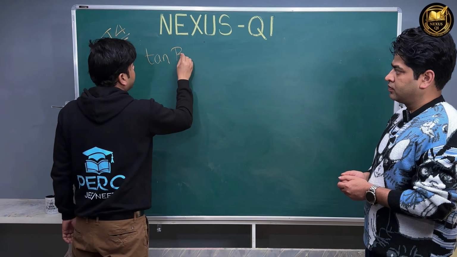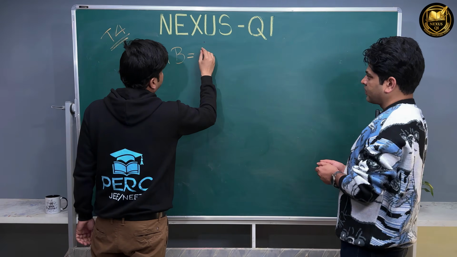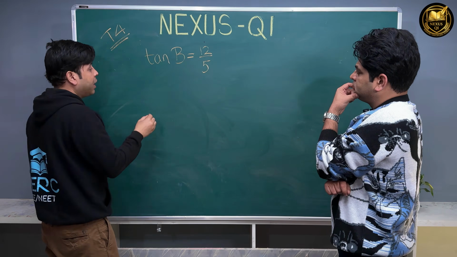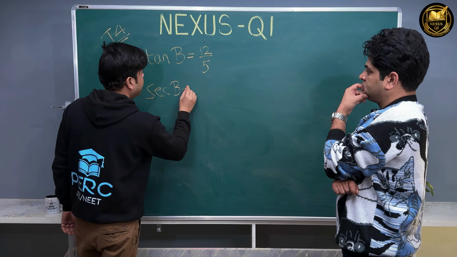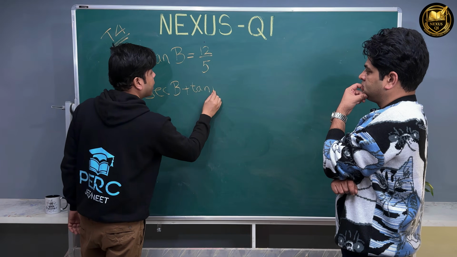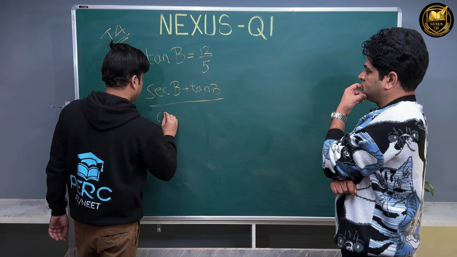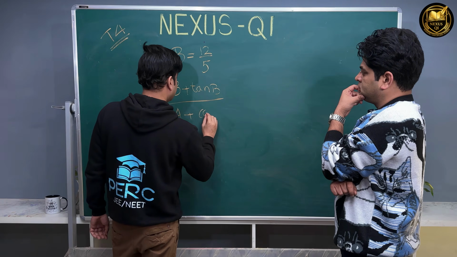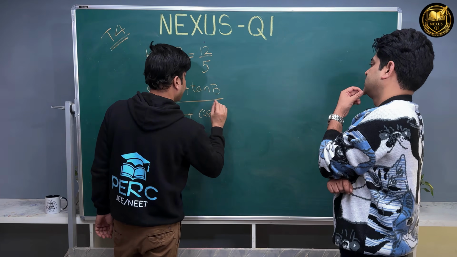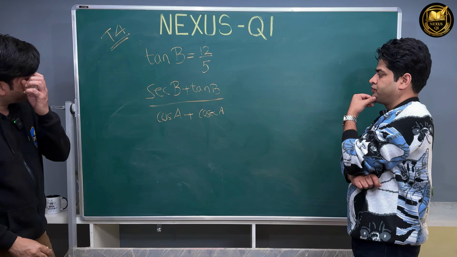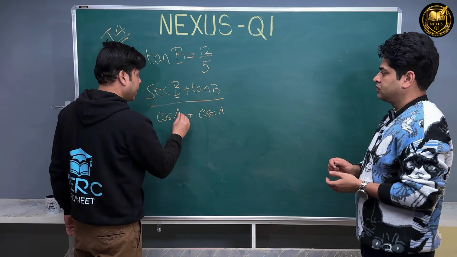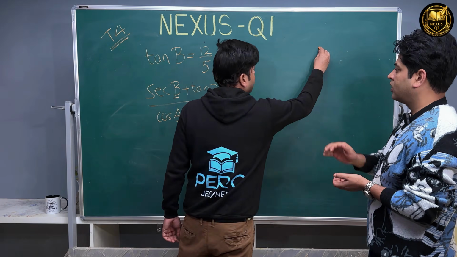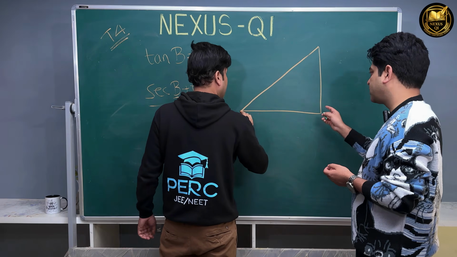Tan of angle B is given as 12 by 5. We have to find the value of sec B plus tan of angle B by cos of angle A plus cosec of angle A. Now, in this we have two things: they are talking about angle B and angle A. So angle B and angle A can never be 90 degrees. It means again we have to draw the figure, for any type of question we have to draw the figure.